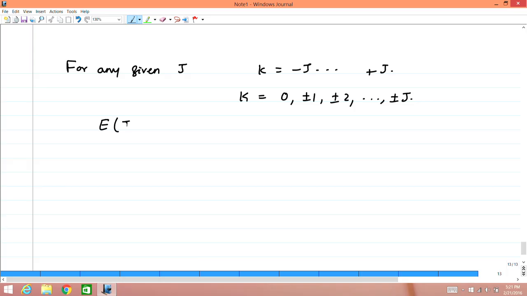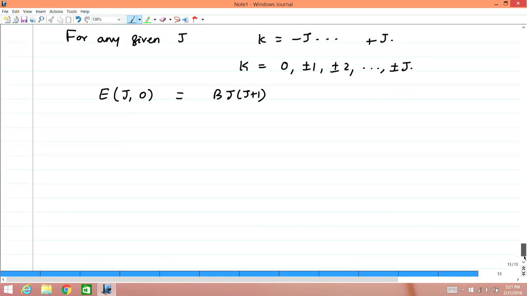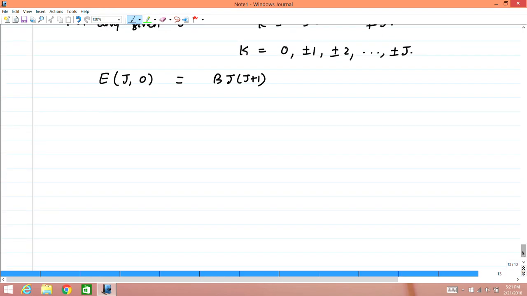Now, since for any given J we have K going from minus J to plus J, we can write this as 0, plus or minus 1, plus or minus 2, up to plus or minus J. Therefore, we can write E_J with K equal to 0 as simply B J(J+1), because the other term is B J(J+1) plus (A minus B) K squared.